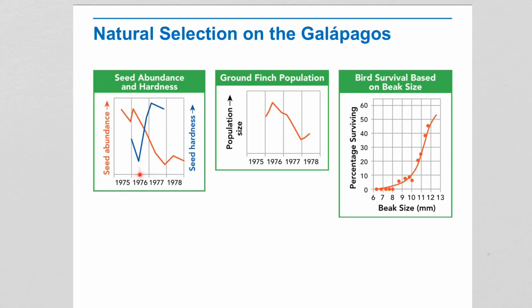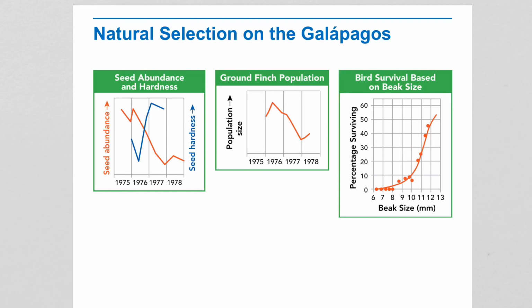Okay, so that was in 1976 to 1977. At that same time, as you can imagine, with less seeds, you're going to see fewer birds also. The ground finch population went down also. And the birds that were able to survive, when they measured those, notice what happened to their beak size. The ones that ended up surviving, their beak size increased quite a bit.